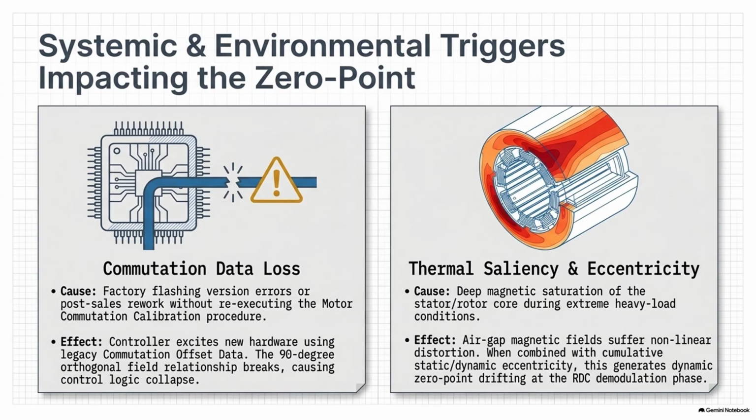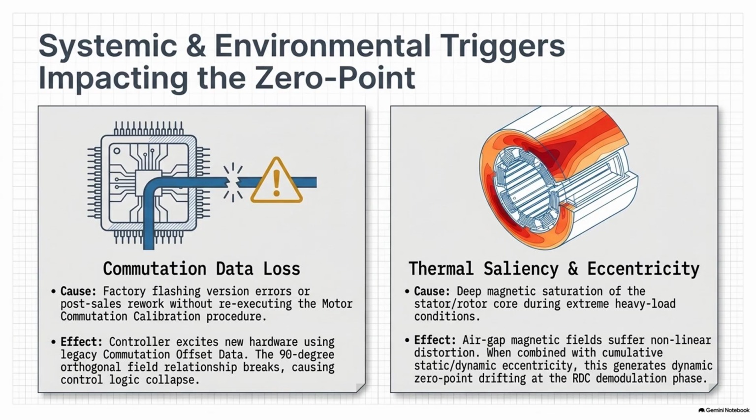Wow. Which brings us to the fourth and final root cause dimension. And this one feels almost unfair, honestly, because it happens even if the hardware hasn't slipped and even if the software is perfectly calibrated. Right, thermal saliency and eccentricity. This is what happens under extreme punishing loads. Say you're towing a heavy trailer up a massive mountain incline in 100-degree summer heat. The motor is demanding maximum current for a sustained period. This causes deep magnetic saturation in the stator and rotor cores.